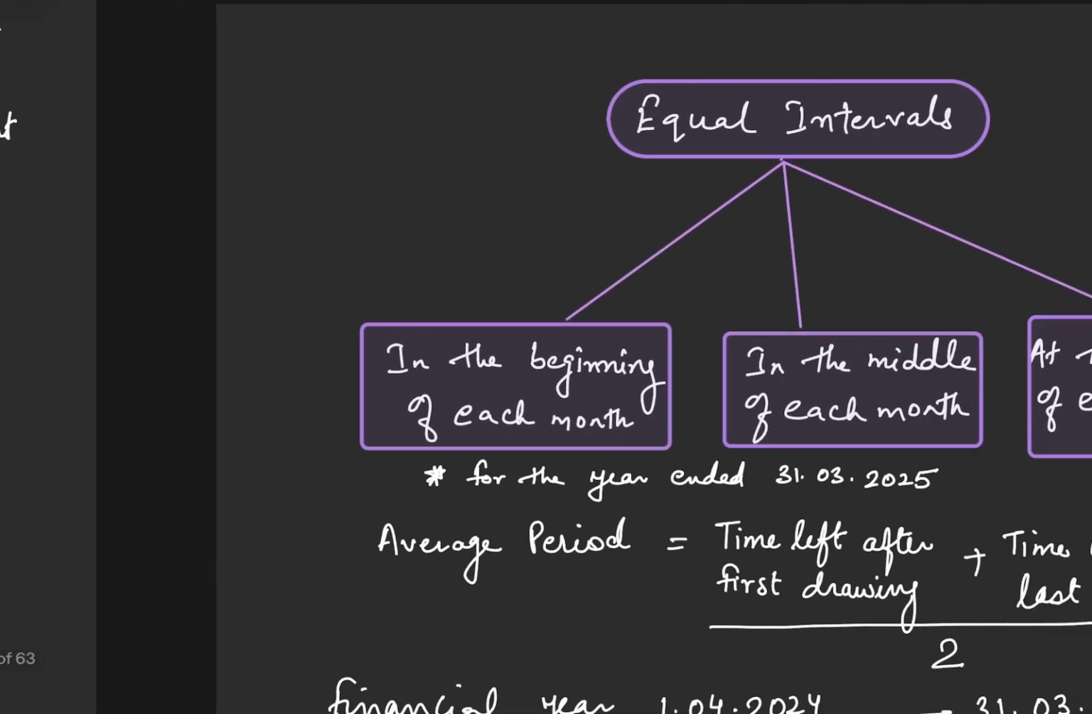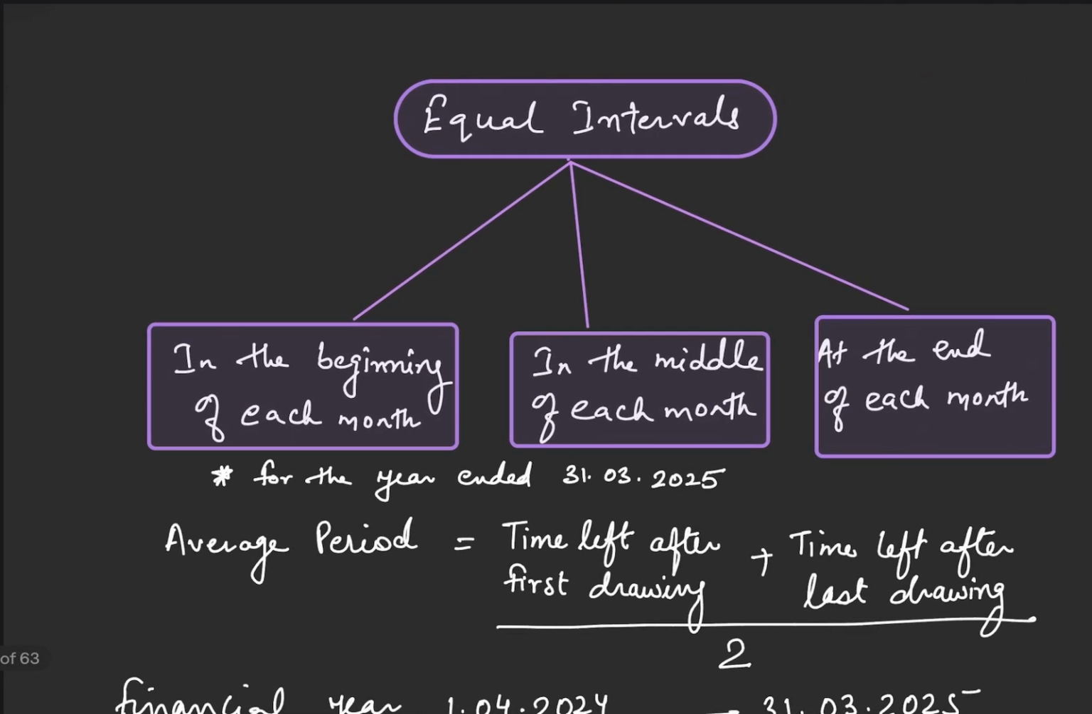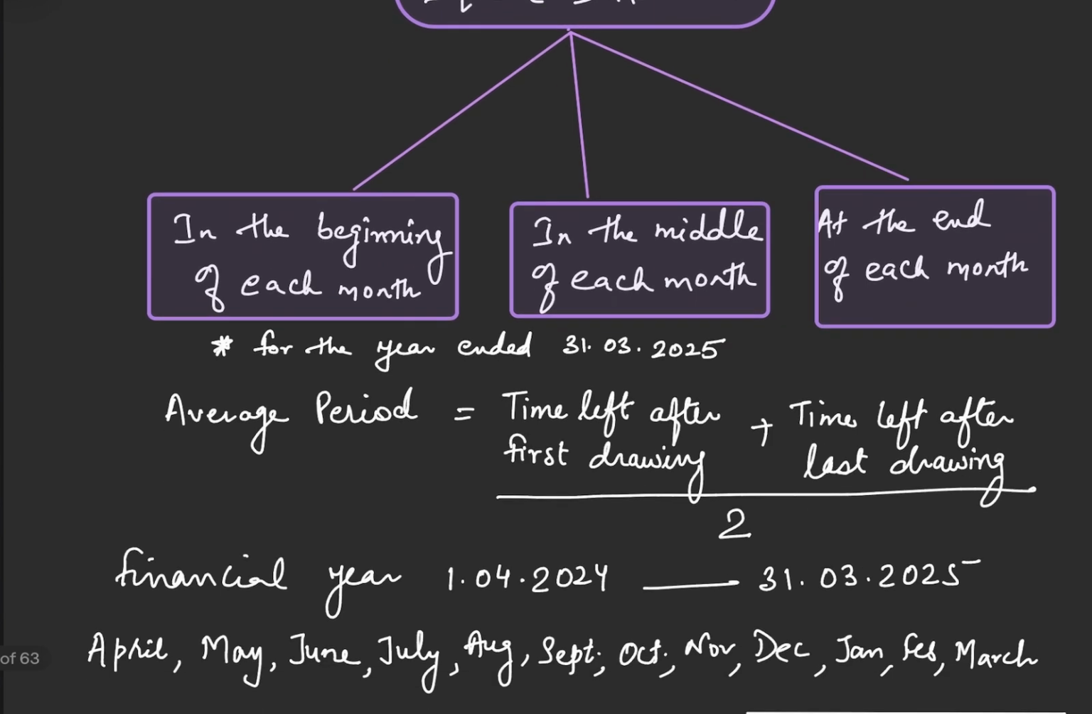Let's use some examples to understand. Here, please see that the equal intervals have been classified under 3 types. 1, the amount is withdrawn in the beginning of each month, or the amount is withdrawn in the middle of each month, or the amount is withdrawn at the end of each month during the financial year, right? So the financial year consists of full 12 months.